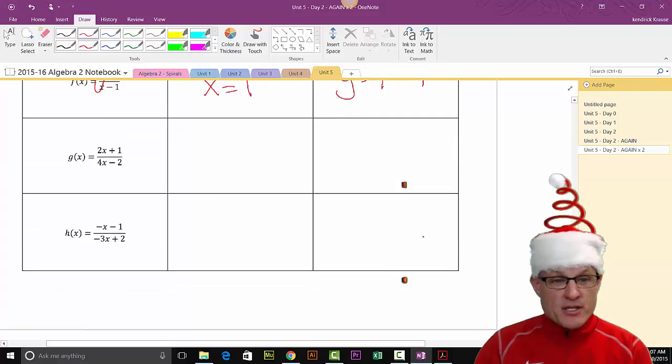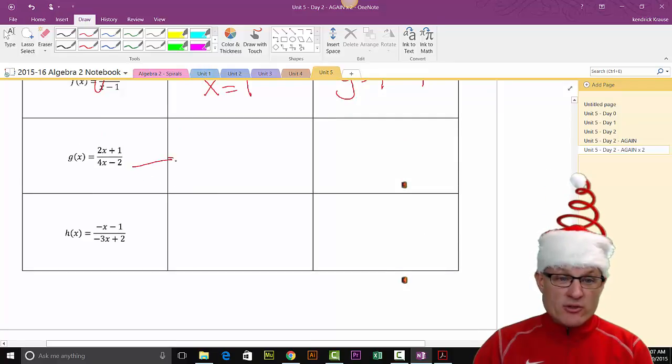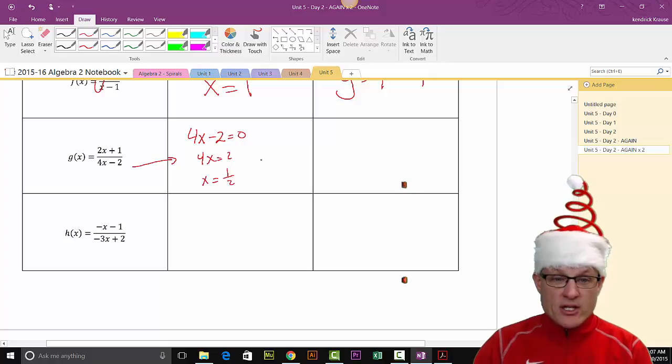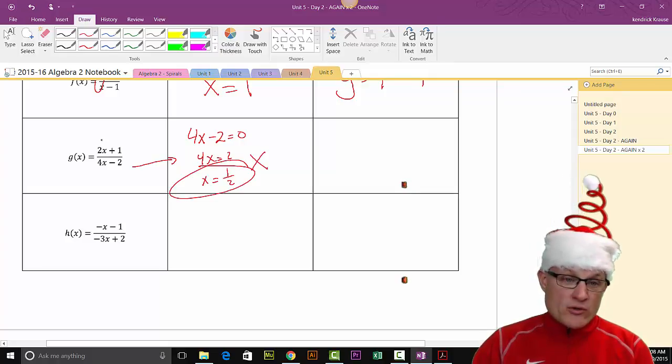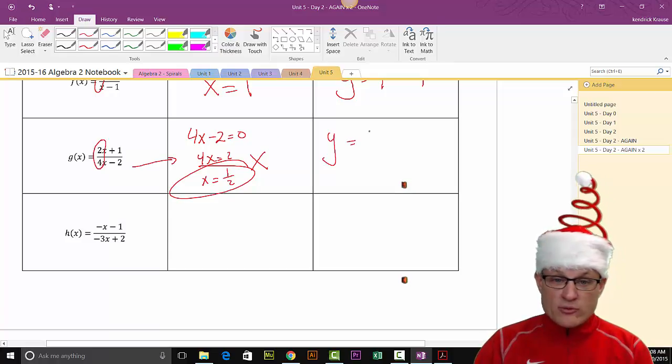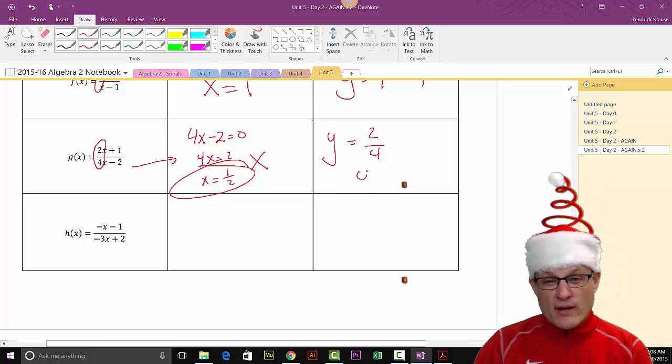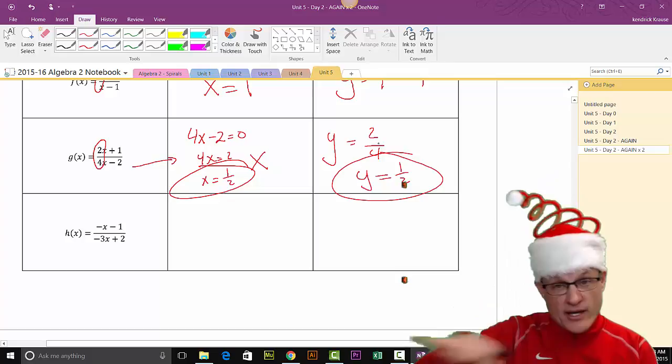That was kind of exciting. Set the denominator equals 0. That gives us our vertical asymptote. So I get 4x equals 2, or x equals 1 half. So this is my vertical asymptote. My horizontal asymptote, because of the same degree, will be the ratio of those. So y equals 2 over 4, or my horizontal asymptote will be y equals 1 half. And that's the horizontal asymptote.